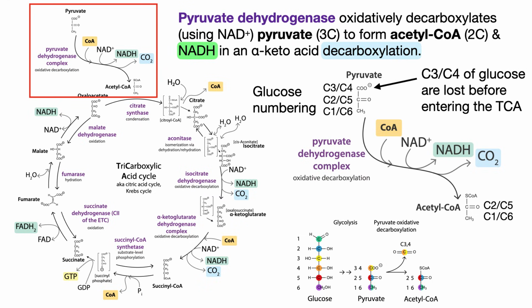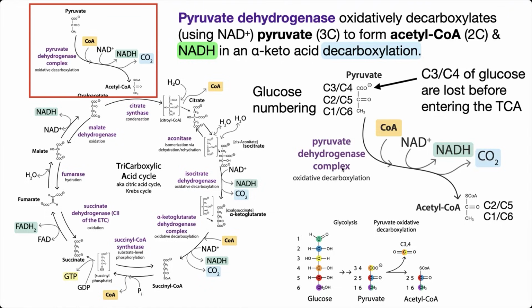Now, pyruvate is one of those alpha-keto acids, so we've got this ketone group that is going to be alpha to the carboxylic acid we want to lose. Because it's an alpha-keto acid, we're going to lose it through one of those more complicated complexes that uses CoA, and it uses those cofactors like lipoic acid and TPP. The carbons that are lost from this pyruvate to give you acetyl-CoA, if the pyruvate is coming from glucose, are going to correspond to carbons 3 and 4 of your glucose.